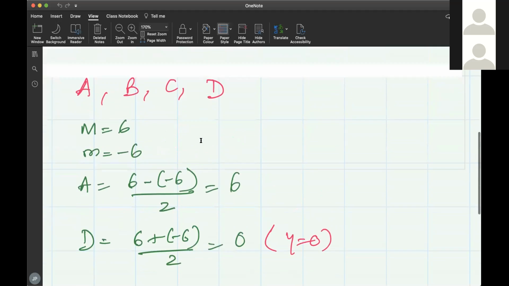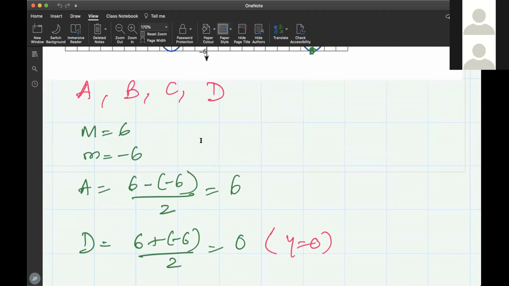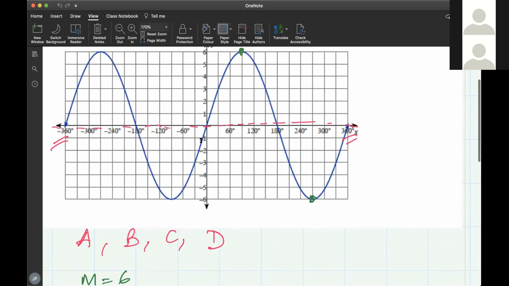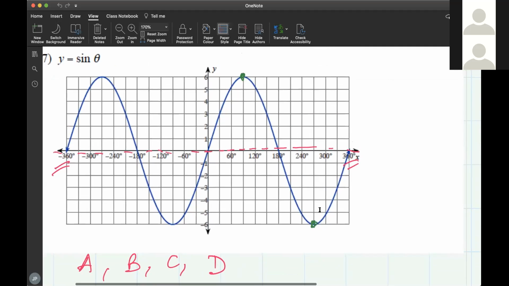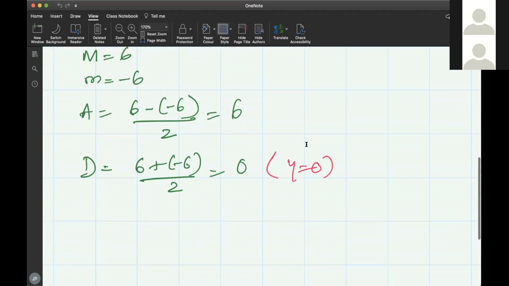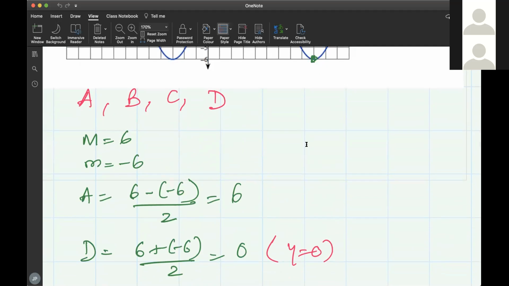All right, let's look at B also first. Okay, so A and D are done. Let's look at B. How many sine waves do we see? This is one. And there's another one. Two complete sine waves. But it's from negative 360 to 360. Remember, we want it from 0 to 360. From negative 360 to 360, we have two, which means from 0 to 360, how many do we have?